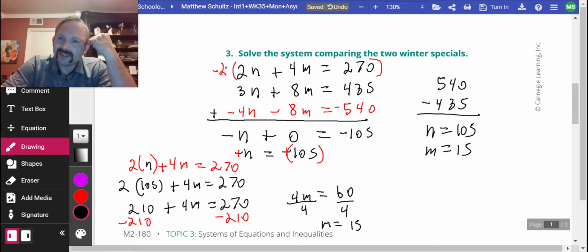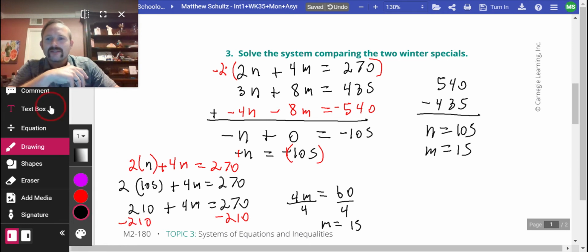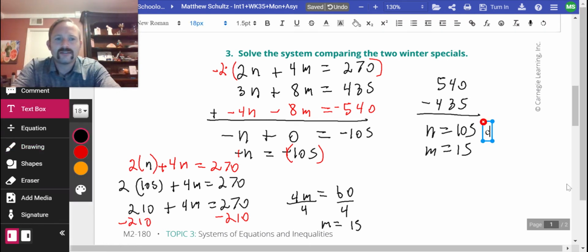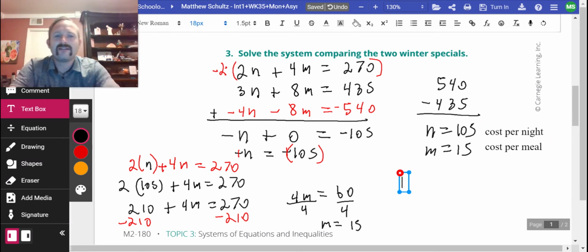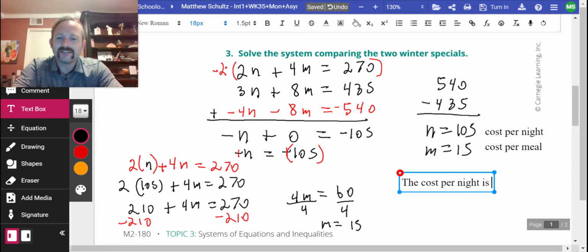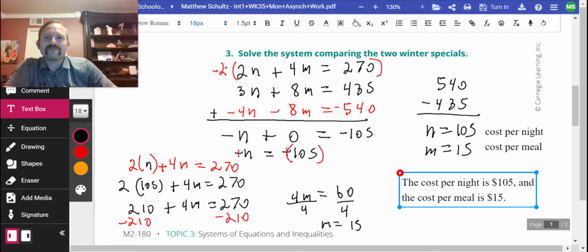But that serves us no point. Like, we don't know what that means. So we have to kind of break this up. We know that n is the cost per night. We know that m is the cost per meal. So our explanation will be: the cost per night is, make sure you put the $105, and the cost per meal is $15. That's pretty nice.